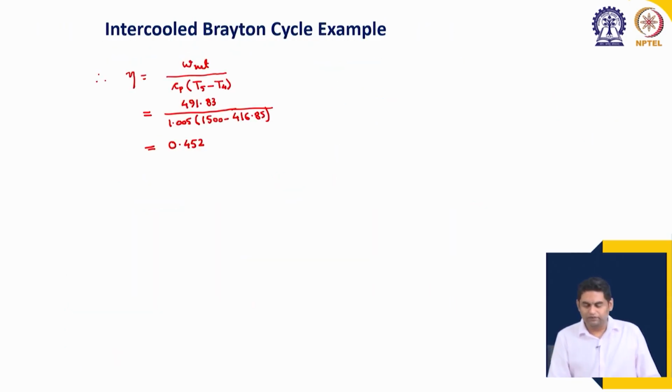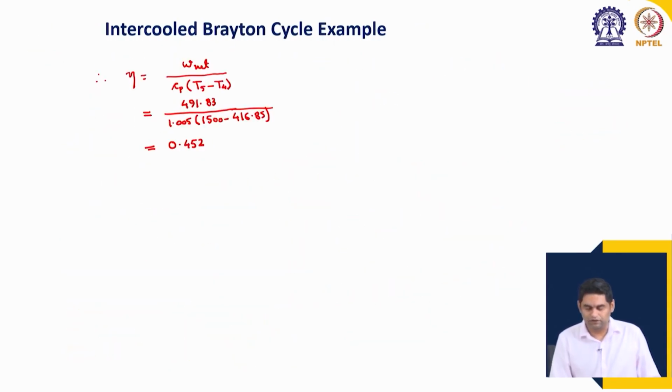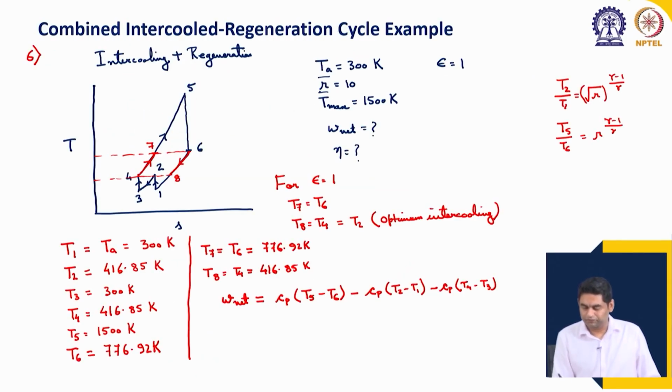And we had already calculated these values and had the exact same values of T 5, T 6, T 2, T 1, T 4, T 3. So, this came out equal to 491.83 kilojoule per kg.